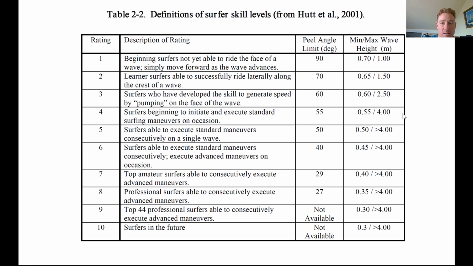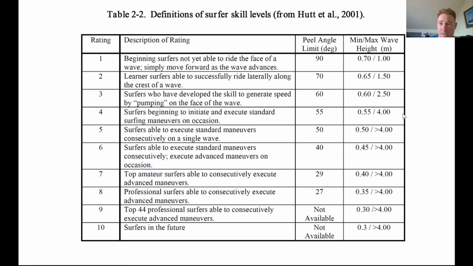So a level 6 surfer is able to execute standard maneuvers consecutively and execute advanced maneuvers on occasion. Their peel angle limit is 40 degrees, so the peel angle keeps going down, and the minimum wave height they can surf goes down. This one's now 0.45 meters. The maximum is still greater than 4 meters.